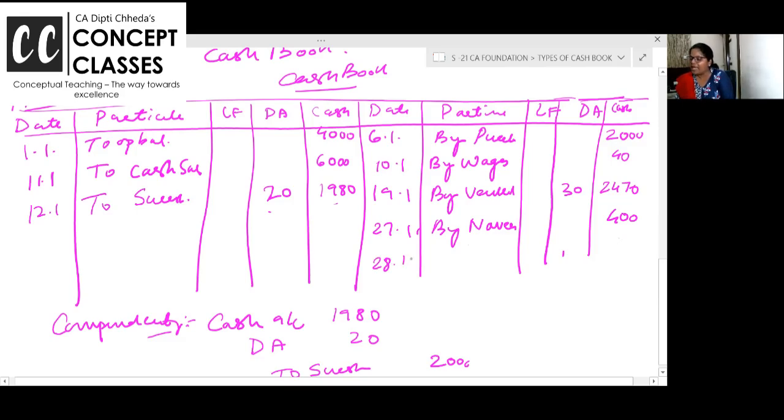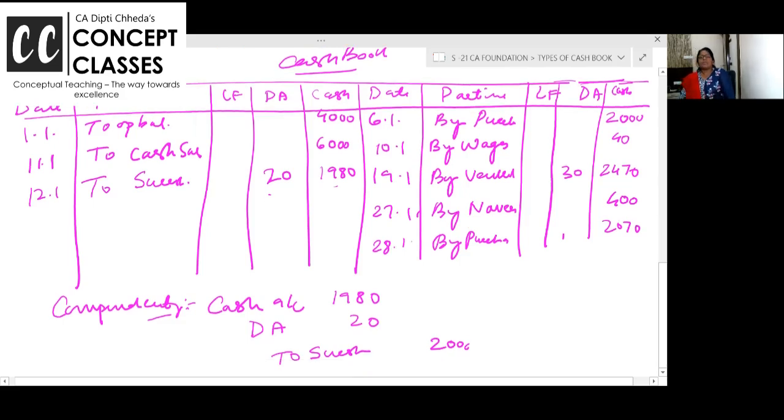20th of January, I have purchased the goods for cash. So buy purchase. 2070. Purchase account debit. Cash is going out.